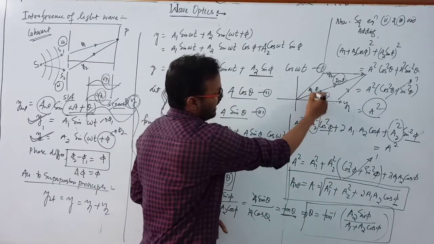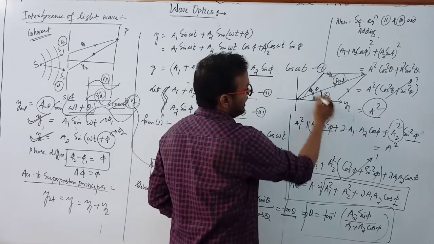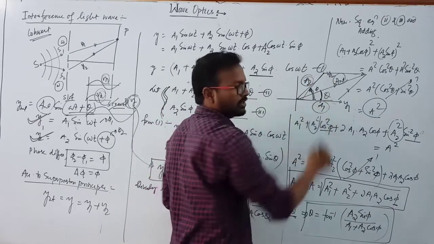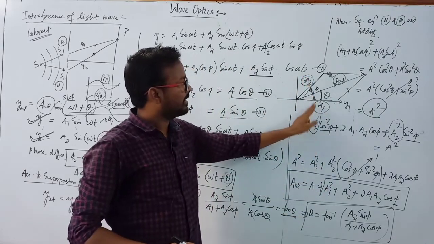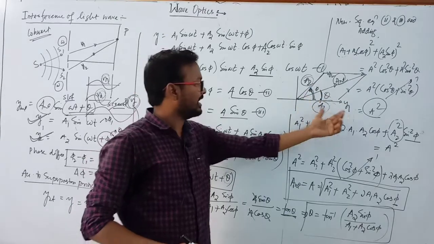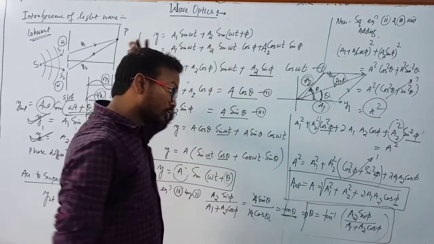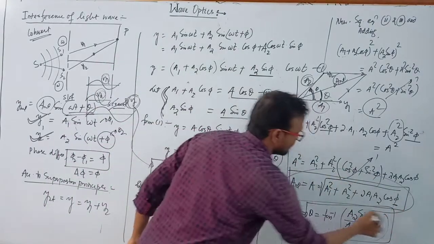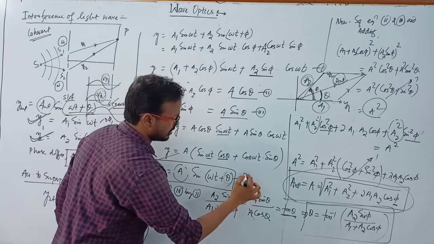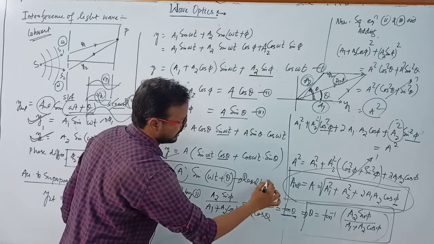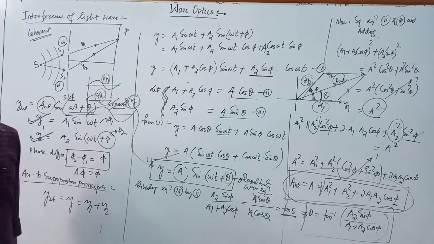And what is phi? Suppose this is A1 and this is A2. Clear? The angle phi is the phase difference between y1 and y2, the two waves with amplitudes A1 and A2. Clear? So you have to remember this term, this is an important term. So we get the resultant, this is the resultant wave equation. Clear?